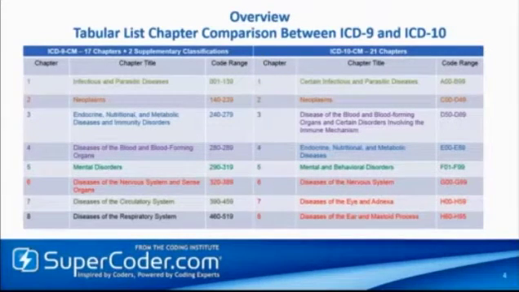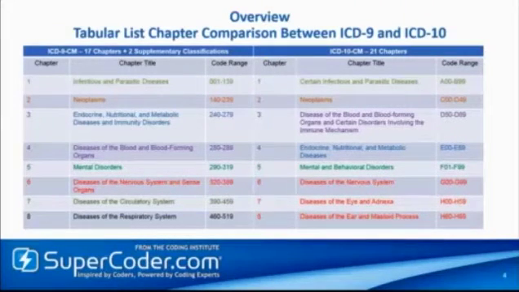Notice that when you compare the other chapters in both code sets, matching the color on the left for I-9 to the color on the right for I-10, chapters 1 through 5 in I-9 include the same exact conditions as chapters 1 through 5 in I-10. One of the more noticeable changes between the two code sets is that diseases of the nervous system and sense organs, which is chapter 6 in ICD-9, has been broken down into 3 separate chapters in ICD-10. Those are shown at the bottom in red.